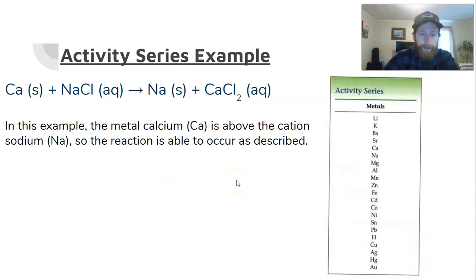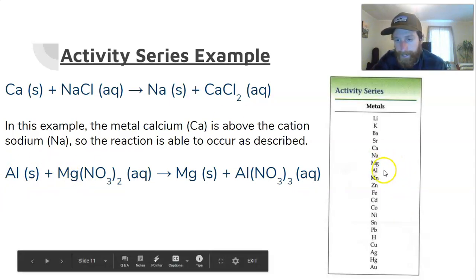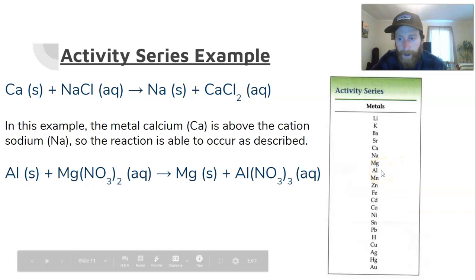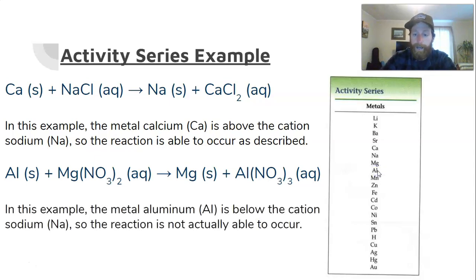Again, in this example, the metal calcium is above the cation sodium, so the reaction is able to occur as described. Let's do another one. Here my metal is aluminum, and my cation in the compound is magnesium, and I'm asking myself, is aluminum more reactive than magnesium? Is aluminum above magnesium? And when I come over here to my activity series, I see that magnesium is above aluminum, not the other way around. And so in this example, this reaction would not actually occur.